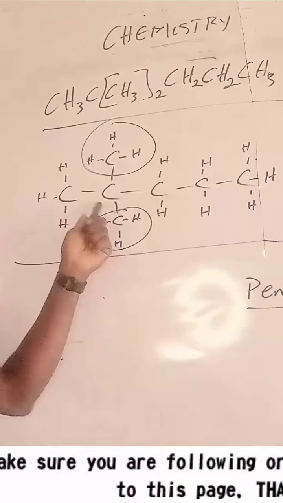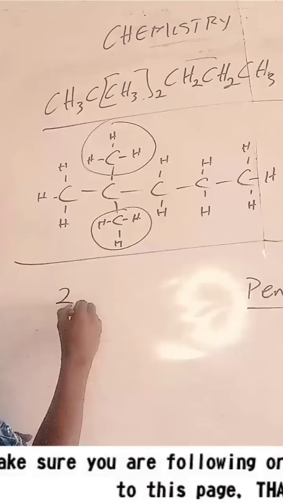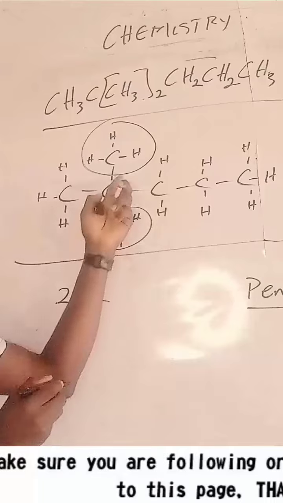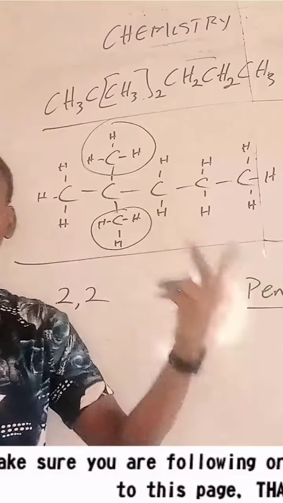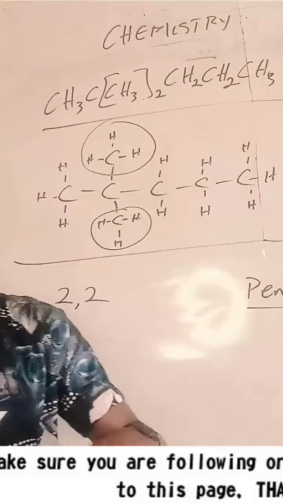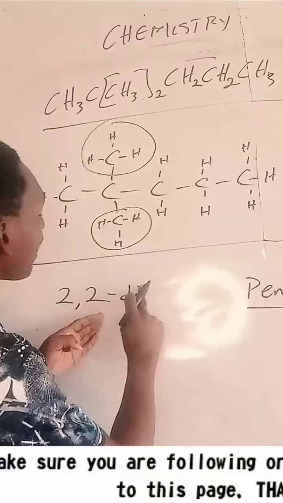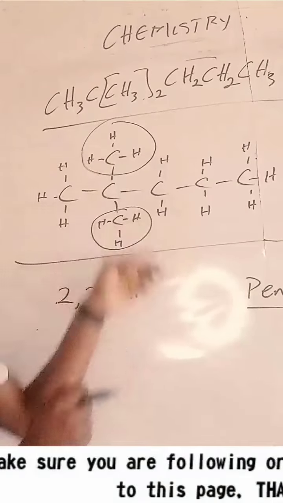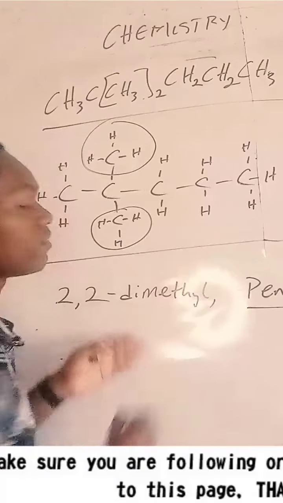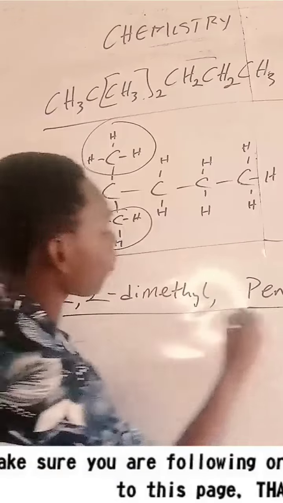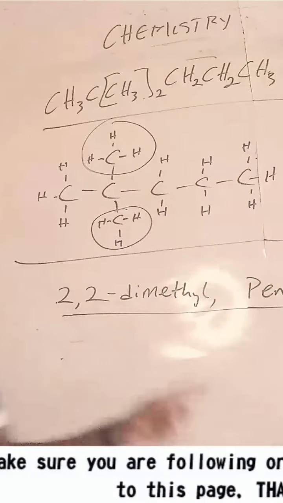So this methyl group is attached to our second carbon twice. So we simply say 2, 2 because it's attached to our second carbon twice. 2, 2 methyl. Since it is appearing twice, we call it dimethyl. Di simply means twice. So 2, 2 di, and I said this particular group here is a methyl group, so it is dimethyl. So the IUPAC name for this compound is 2,2-dimethylpentane.